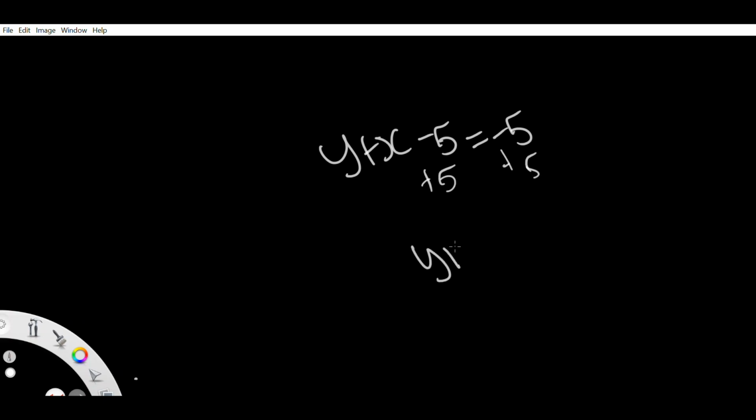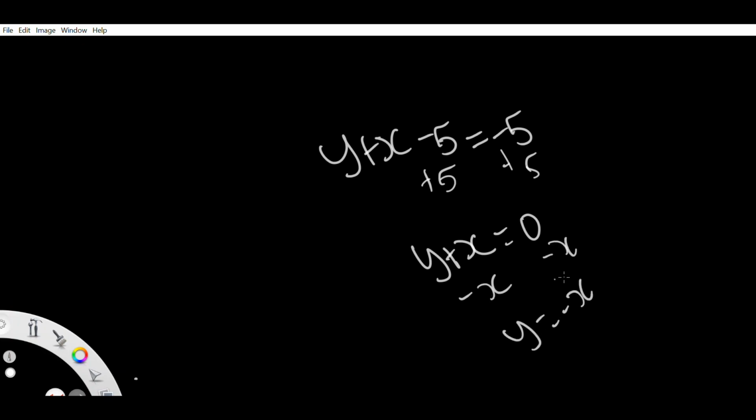So let's look at another one. y plus x minus 5 is equal to -5. If we add 5 to both sides, we get y plus x is equal to 0. And then we can subtract x on both sides to get y is equal to -x.